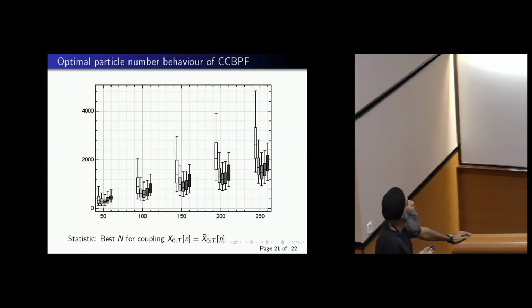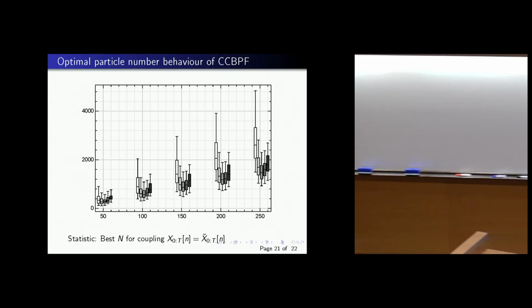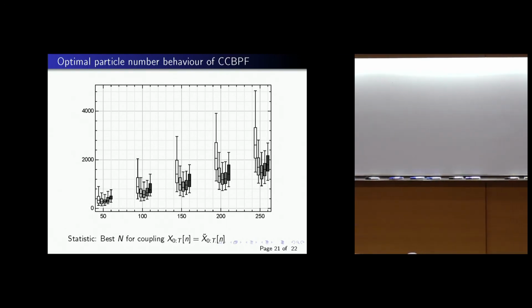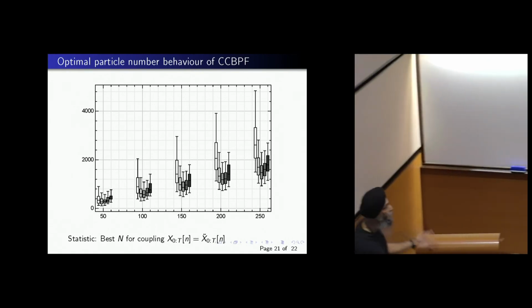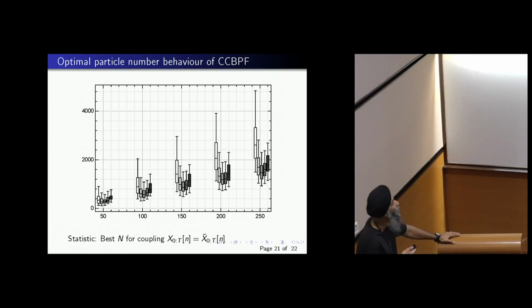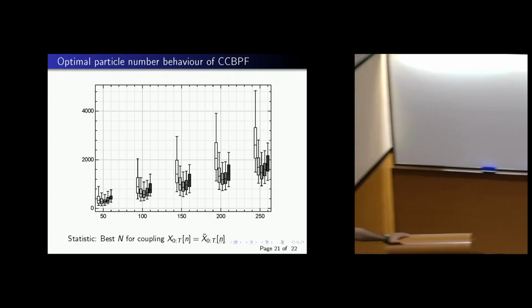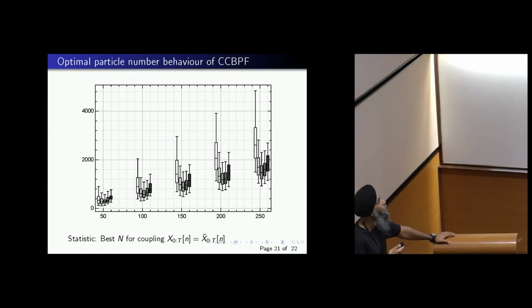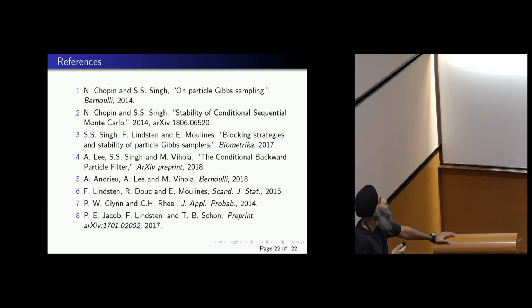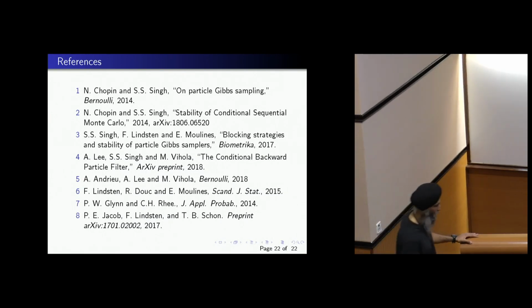So the take-home message is that, in terms of an algorithm, the coupled conditional particle filter with backward steps is easy to implement, and it seems to be an effective algorithm for unbiased estimation, as Jeremy talked about, for inference in time series models. That's the take-home message, and these are some of the references concerning the work I mentioned. So I'll end it there. Thank you so much.